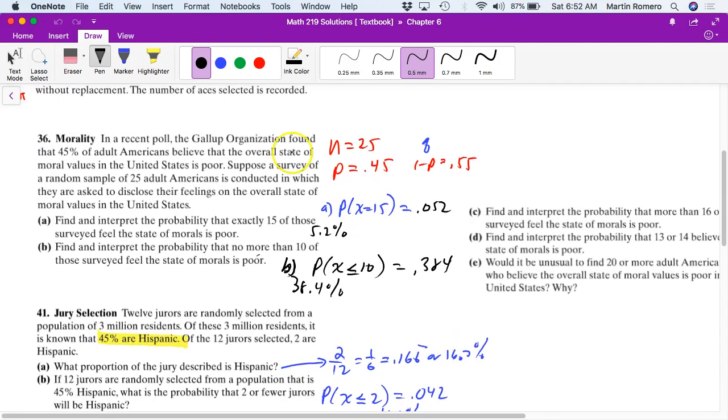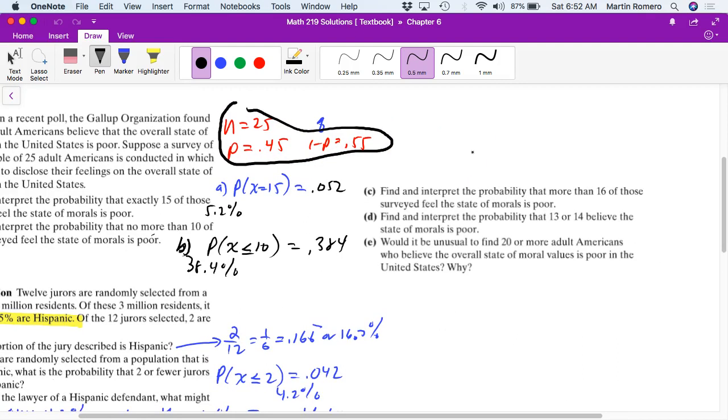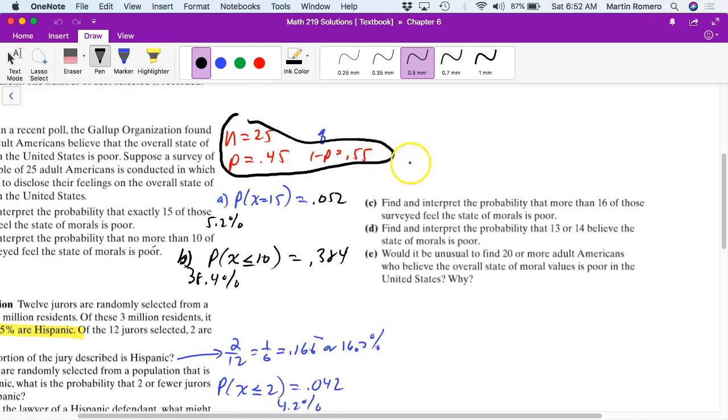And so in this case, we still have these important values here, which we're going to end up using. So find and interpret the probability that more than 16 of those surveyed would feel the state of morals is poor. So what we're calculating is the probability that X is greater than 16. And so then we're going to go use StatCrunch to do that.